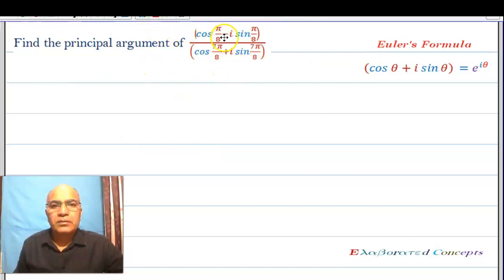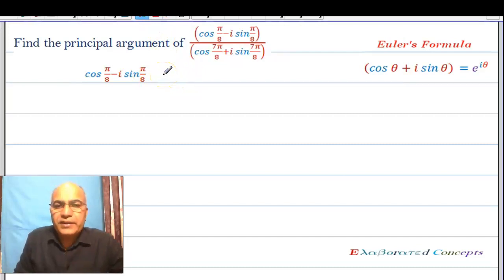Now cos pi by 8 minus iota sin pi by 8. Its argument is minus pi by 8. So we can write this number as equal to e raised to power minus iota pi by 8. Similarly, the denominator is e raised to power iota 7 pi by 8.